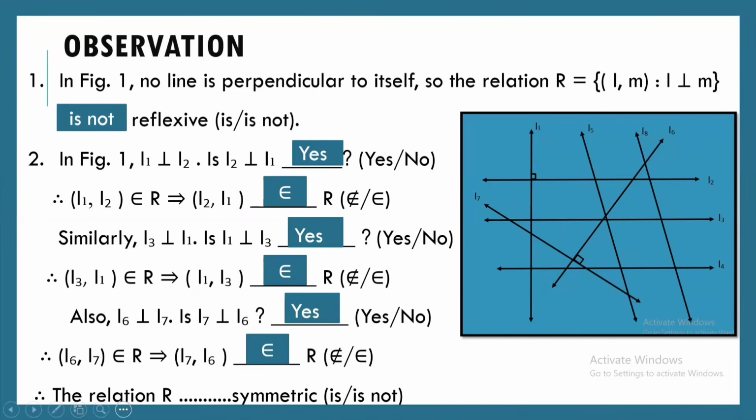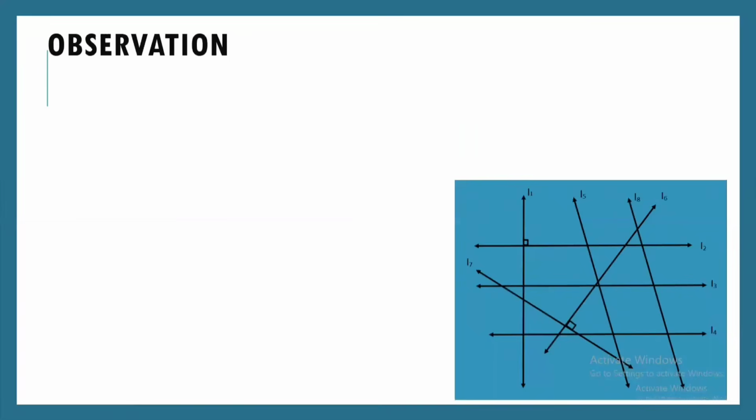So, is the relation R symmetric or not? If A is related to B and it implies that B is also related to A, then we say that the relation is symmetric. So if L1 is related to L2, then it means that L2 is exactly the same way related to L1. Therefore, the relation is symmetric. So I write here, yes, it is symmetric.